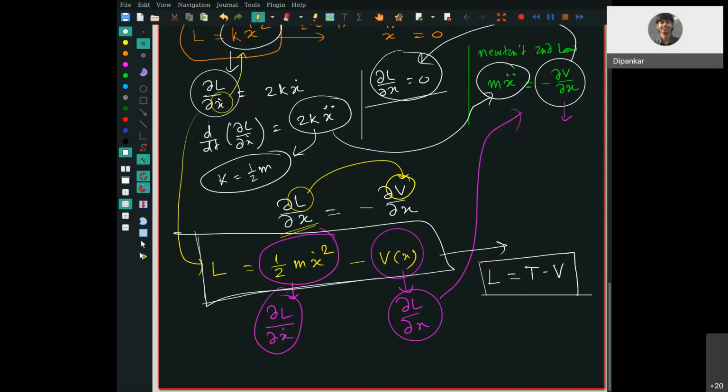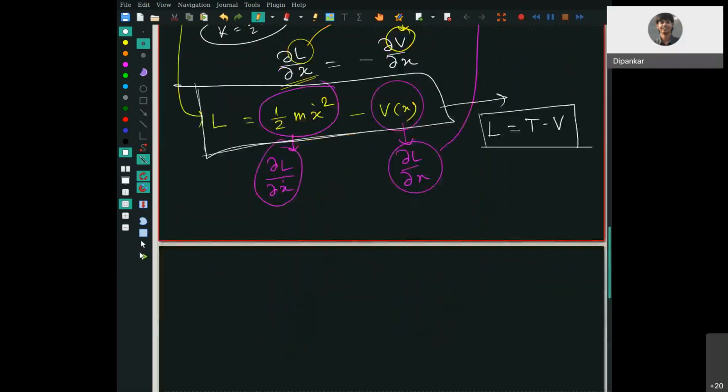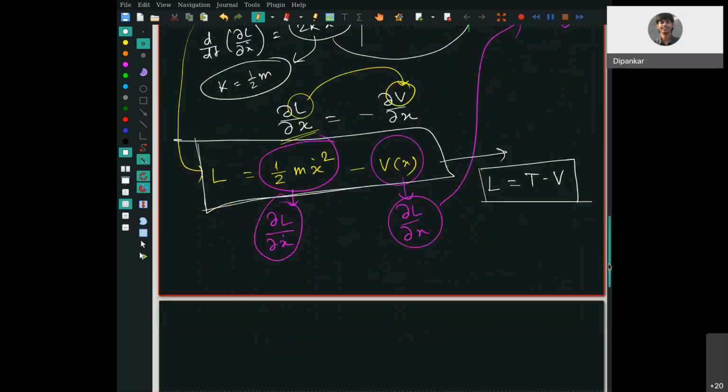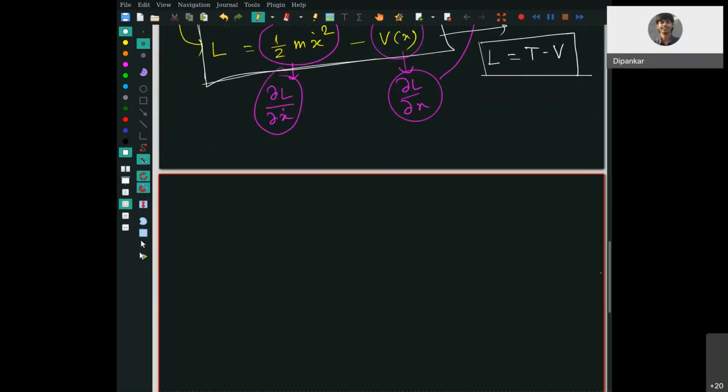So the lesson you learn is that there is no correct Lagrangian for a system. If you can somehow guess one Lagrangian, you are good enough to go. Okay, so there is no correct Lagrangian. Any Lagrangian is good enough.